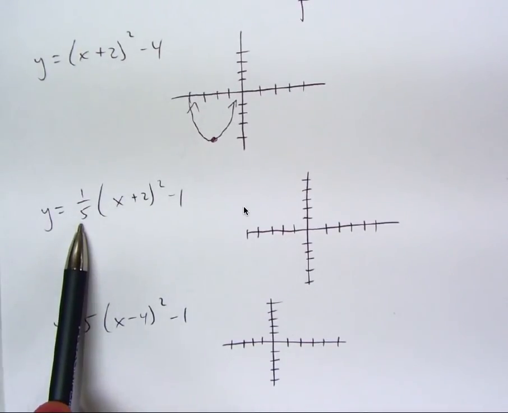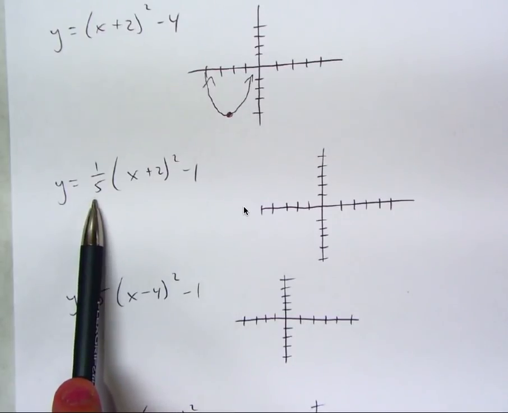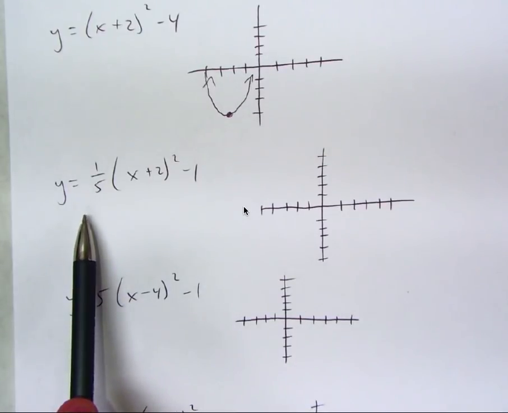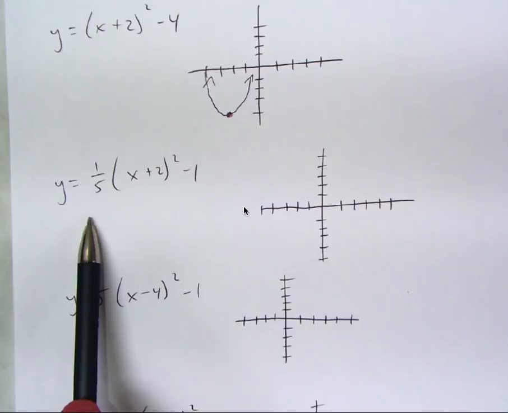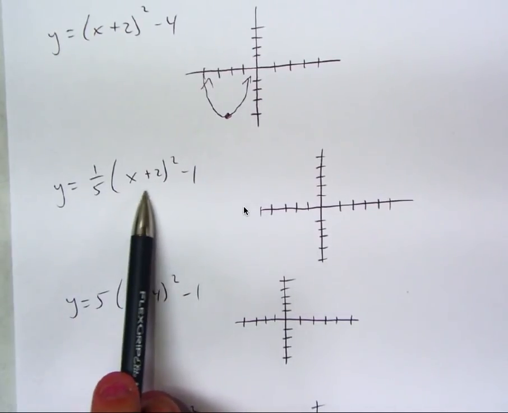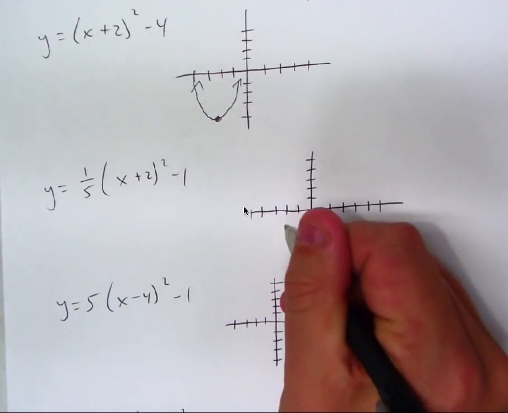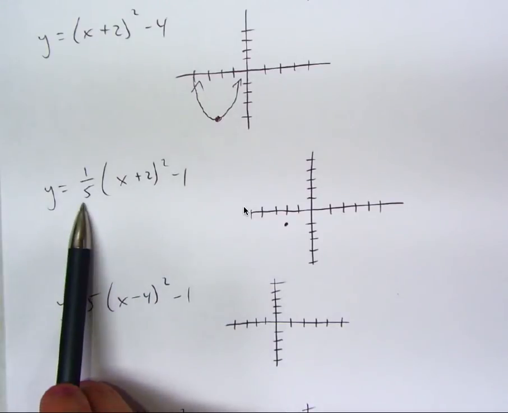If you throw a number out in front of the parentheses, remember what that does. That gets into whether it's going to be narrow, whether it's going to be wide, whether it vertically stretches it or shrinks it. All these words that we've talked about. Well, first, let's shift our parabola left 2, down 1. Left 2, down 1. And let's try to remember what this number does.